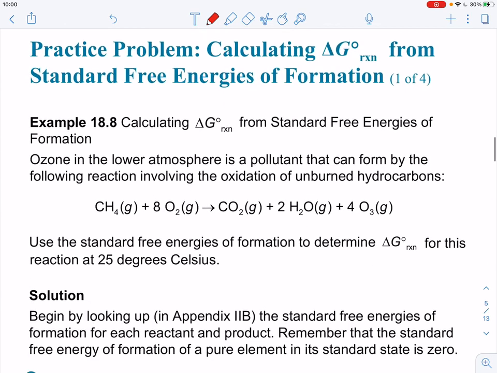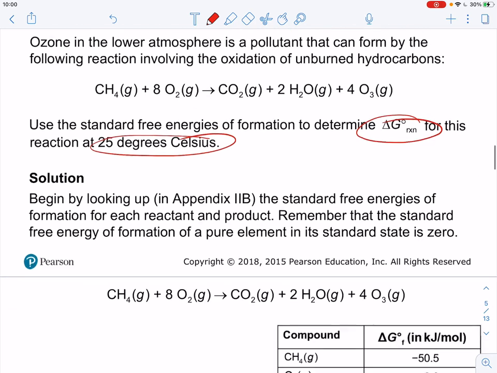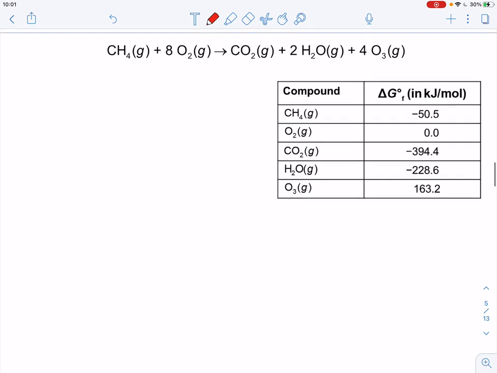So how do we use these free energies of formation? We have this equation here, and we want to calculate delta G of reaction at 25 degrees, and we can perfectly use standard free energies of formation for this purpose. If we have our equation and we get those values, once again, remember that for oxygen it is 0, then we can perfectly do this calculation.